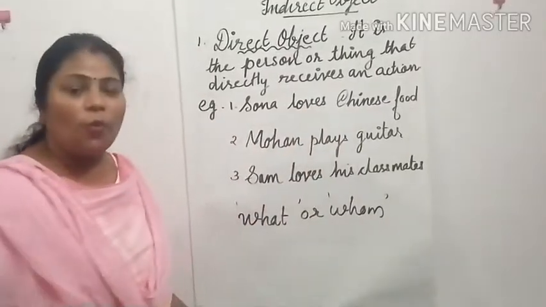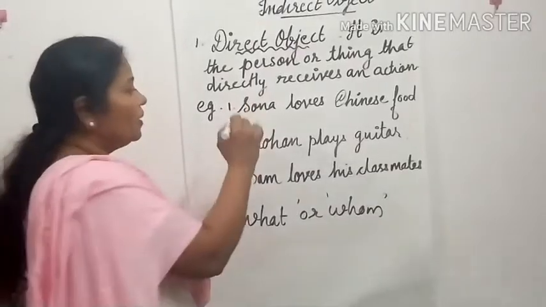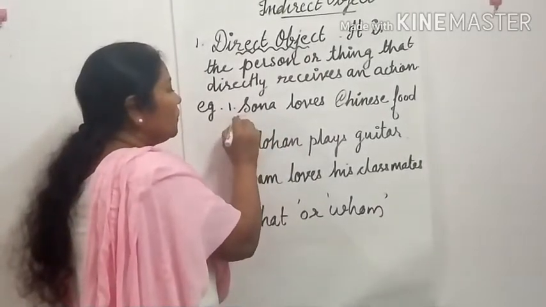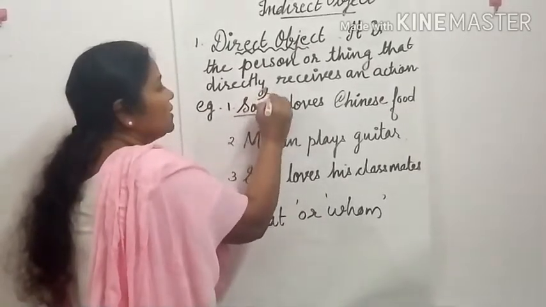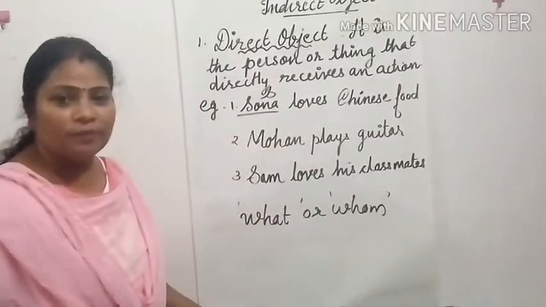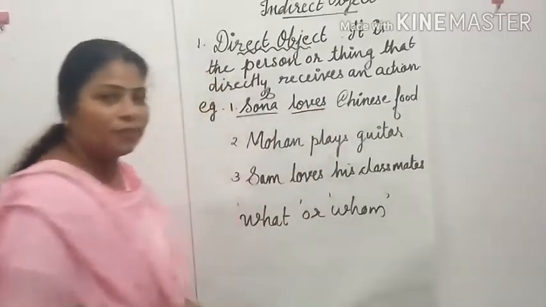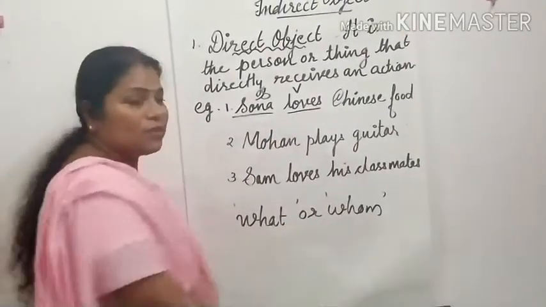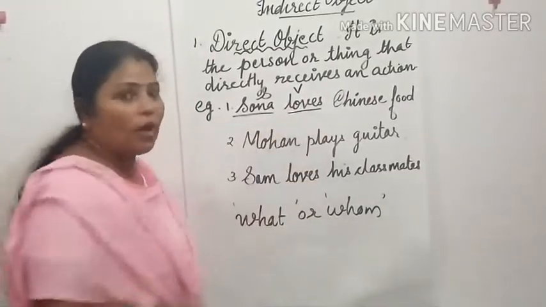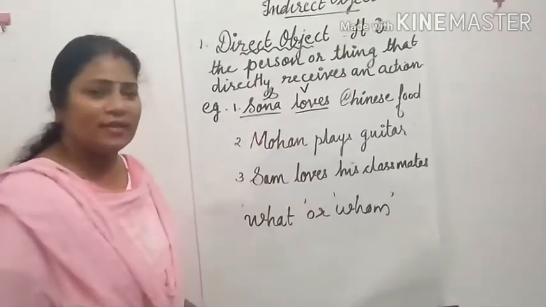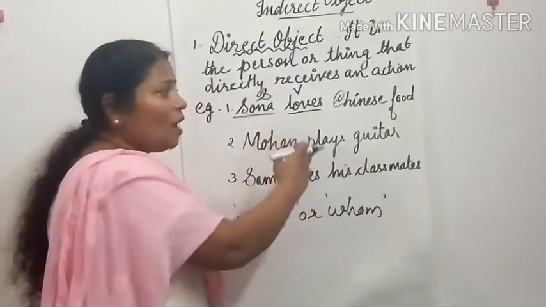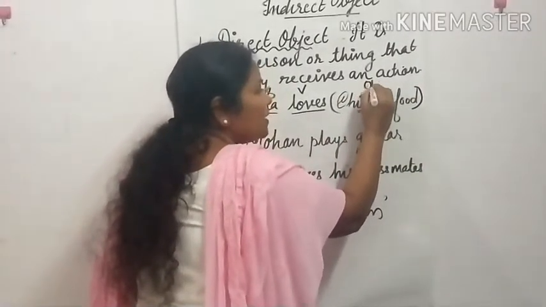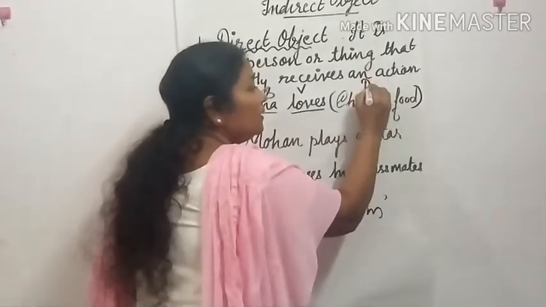Sona loves Chinese food. So, which is the subject over here? Subject means about whom we are talking. So, this sentence talks about whom? Sona. Right? So, Sona becomes our subject. Then, which is our verb? Loves. Right? This is our verb. Now, since we found the verb in the sentence, we are going to ask the question. Sona loves what? Yes, she loves Chinese food. So, Chinese food, this becomes our what? Object. So this is our object and this is our direct object.